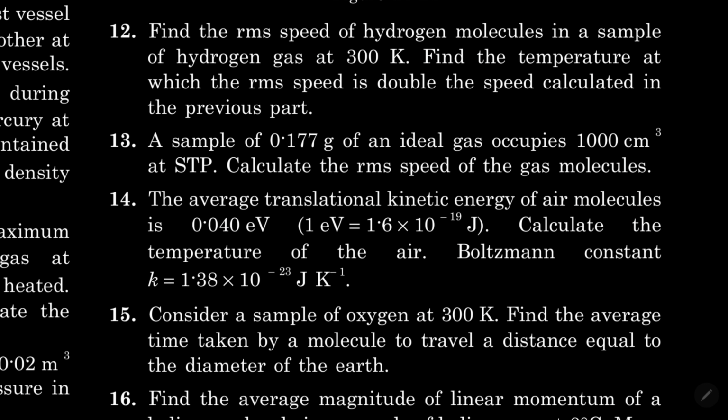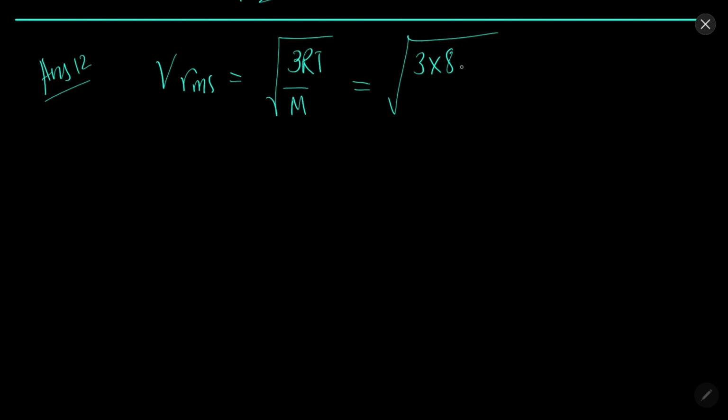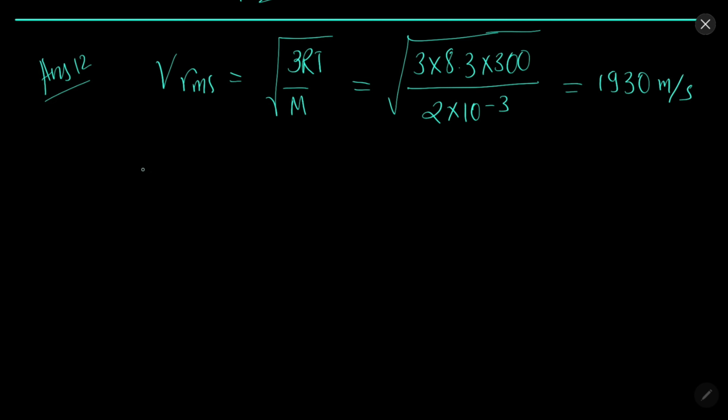In question 12, we need to find the RMS speed of hydrogen molecules. Solution 12. So the RMS speed will be root 3RT over M, 3 into 8.3 into 300 over 2 into 10 to the power minus 3, which will give us 1930 meters per second. Now let the temperature at which it becomes twice of this. Let me write the exact value. Exact value is this much.